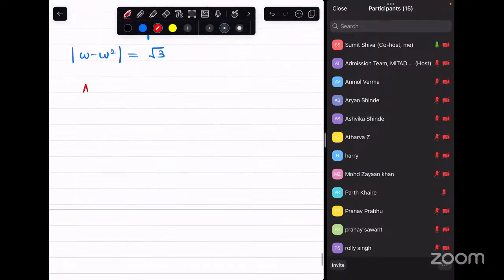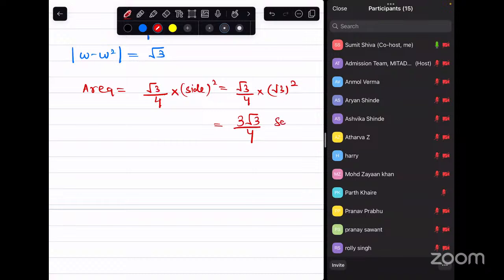Now if you are looking for the area of an equilateral triangle, that is given by root 3 by 4 into side square. So in that case, this will be root 3 by 4 into root 3 to the whole square, which will be 3 root 3 by 4 square unit. And if you are interested in perimeter, it is very easy to find out. Perimeter will be 3 times the side of the triangle. An equilateral triangle has all the sides equal, so this will be 3 times side, and this will be 3 root 3 unit.